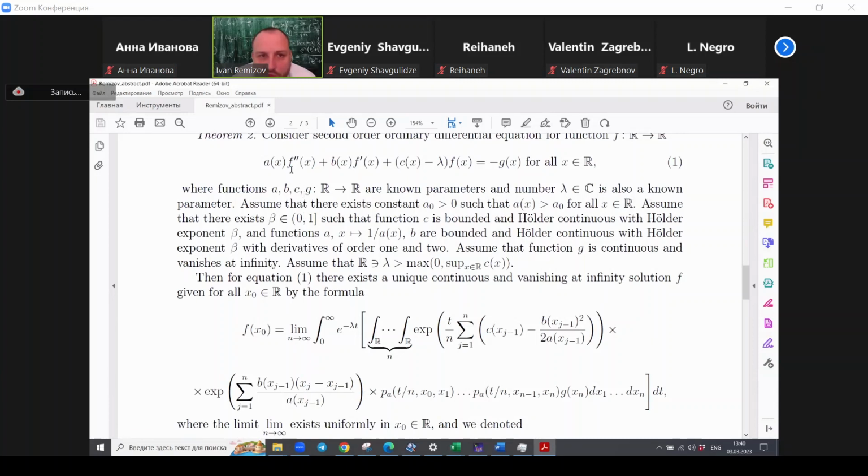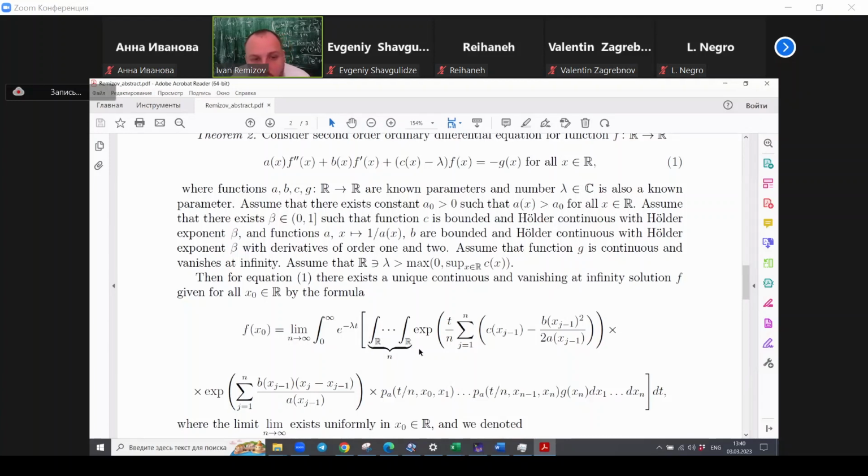So the solution to that equation is given by this formula. Here we see a multiple integral with multiplicity tending to infinity. So this is a Feynman formula. Such expressions are called Feynman formulas: they are limits of integrals with multiplicity tending to infinity.